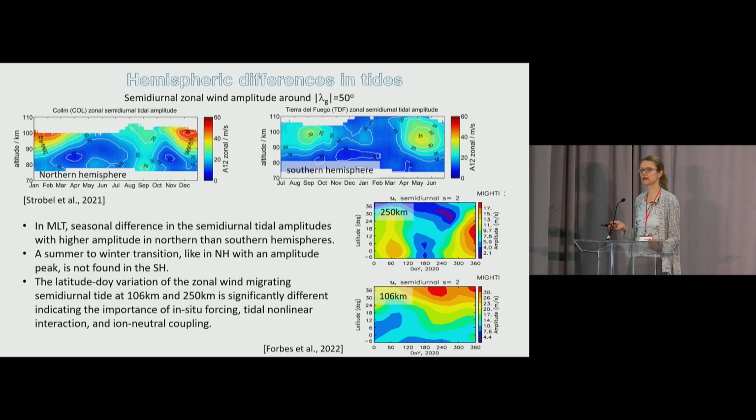And this indicates that there must be some in situ forcing or some nonlinear interaction or ion-neutral coupling, and whatever is going on can lead to some asymmetry. So not everything is just propagating up. I mean, it also depends on what is happening in between.